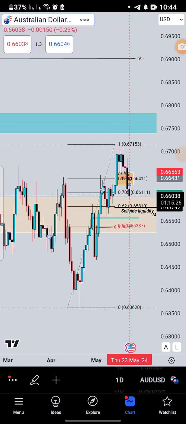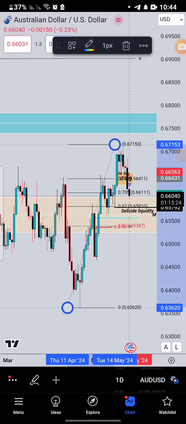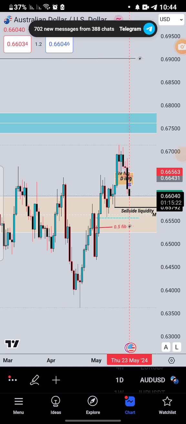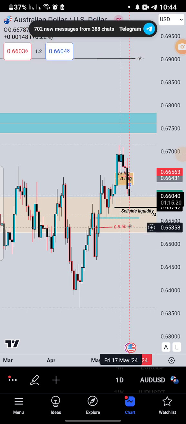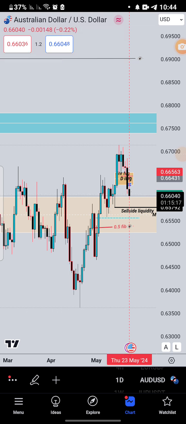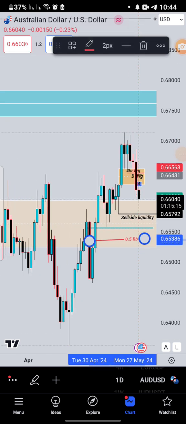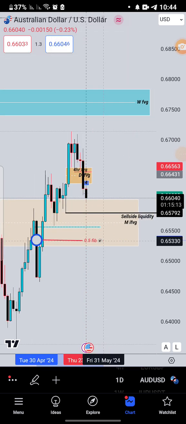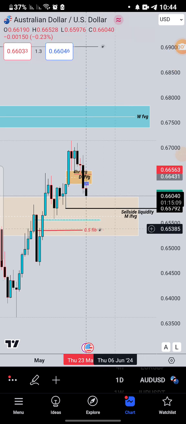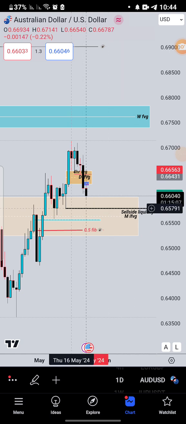So this is the 50% level. You can see this, my 0.5 Fibonacci tool, from which I'm expecting to see the market retrace below that level. And before that, my draw on liquidity will be these sell side liquidities.